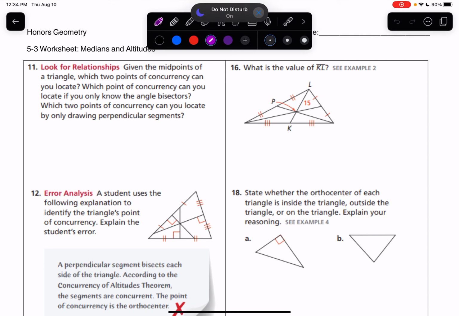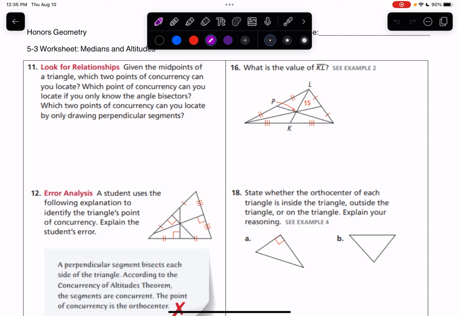Hi everybody, let us go ahead and go over the 5-3 worksheet all about medians and altitudes, and of course the infamous orthocenter problems here at the end. They're not too bad, we just need to be careful when we do them. So starting with number 11, there's kind of three questions in this.